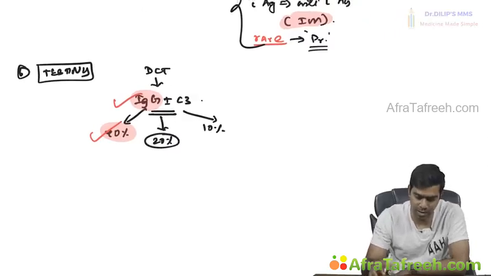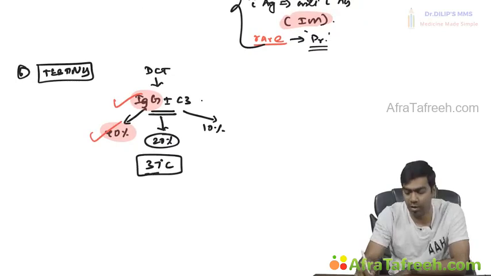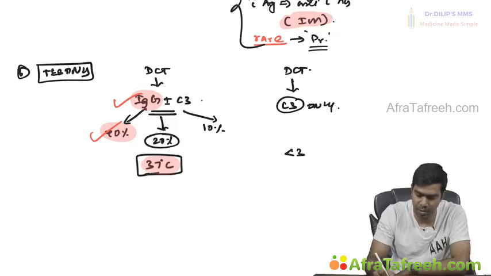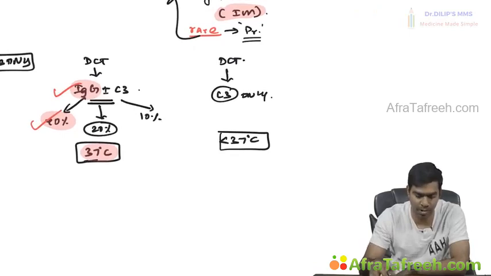So this is the resultant DCT. Typically the maximum hemolysis will happen at 37 degrees C. Optimal or maximum hemolysis will happen at 37 degrees Celsius only. So here if you do DCT, typically it will be positive for C3 only, and the test will be optimally positive at less than 37 degrees C, and will not be positive at normal body temperature.